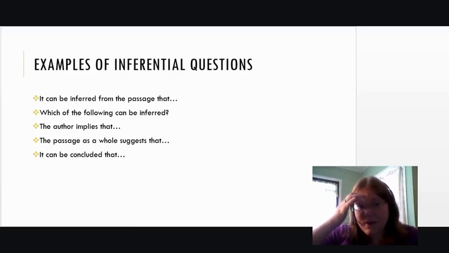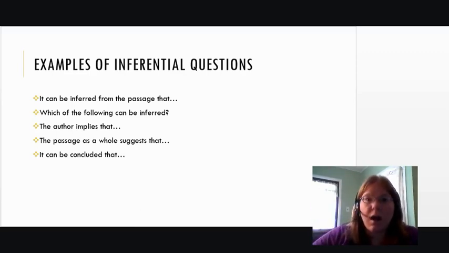Here are some examples of inferential questions. So these are the types of questions you might see on the Keystone. And this should just clue you in that they're looking for you to make that educated guess based on clues or details from the passage. If they say something like, it can be inferred from the passage that, again, they want you to look at the passage for details and make a guess.